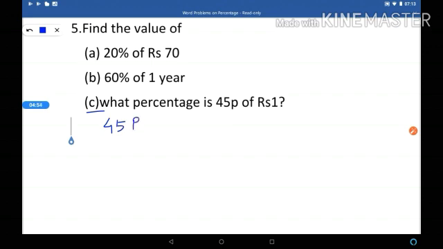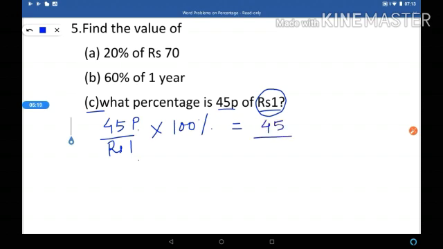Let us see C problem. What percentage is 45 paise of rupees 1? 45 paise by 1 rupee into 100. So 1 rupee is equal to 100 paise. 45 paise is given. We have to convert 1 rupee into paise. Therefore, 1 rupee is equal to 100 paise, which gives 45 paise by 100 paise into 100. 100 gets cancelled. Hence, our answer is 45%.